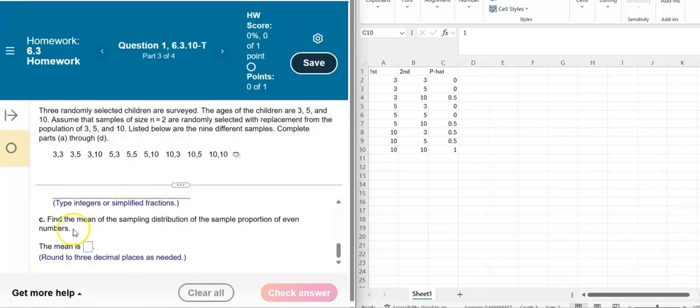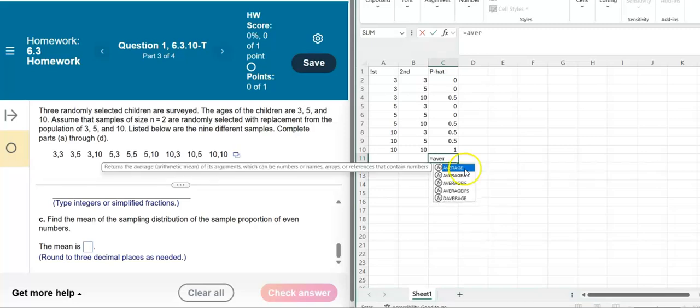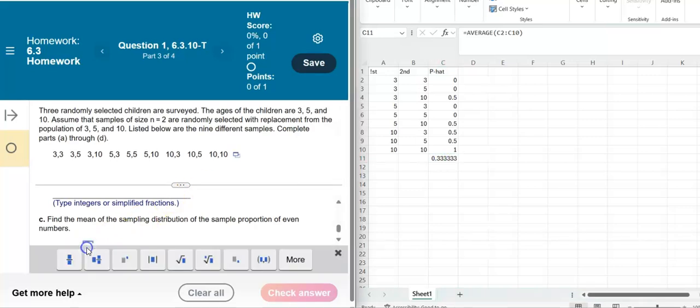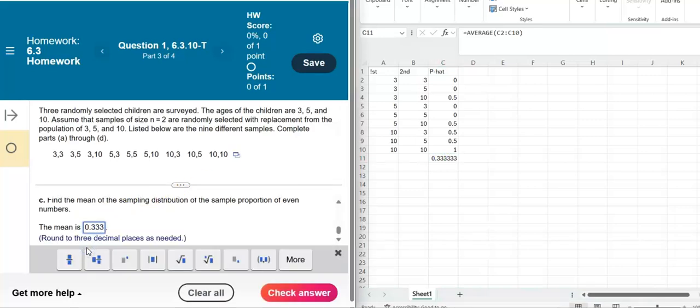And now the last thing we're going to do is find the average of this column right here. So right below this, I'm going to write equals the average. Then I'm going to select this first one and drag all the way down to the cell above it, the last sample proportion. You can see I get 0.33333. Rounded to 3 decimal places, it's 0.333 again.